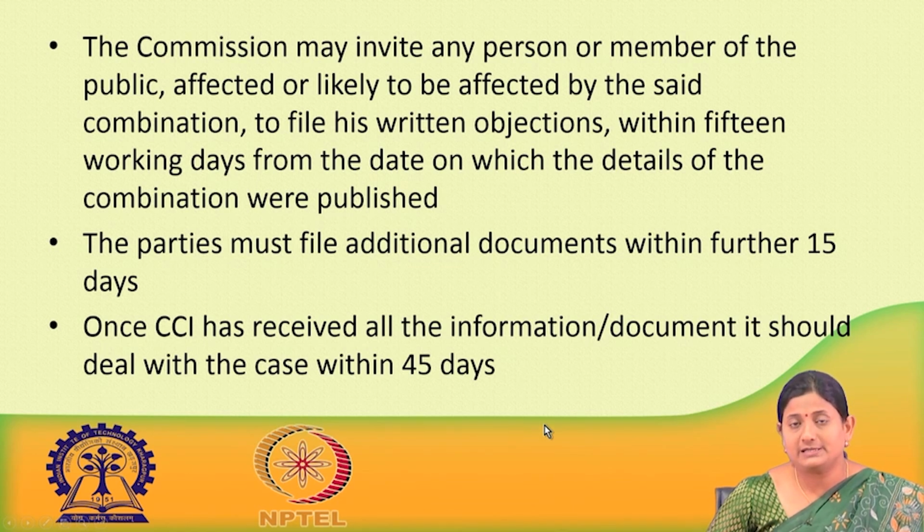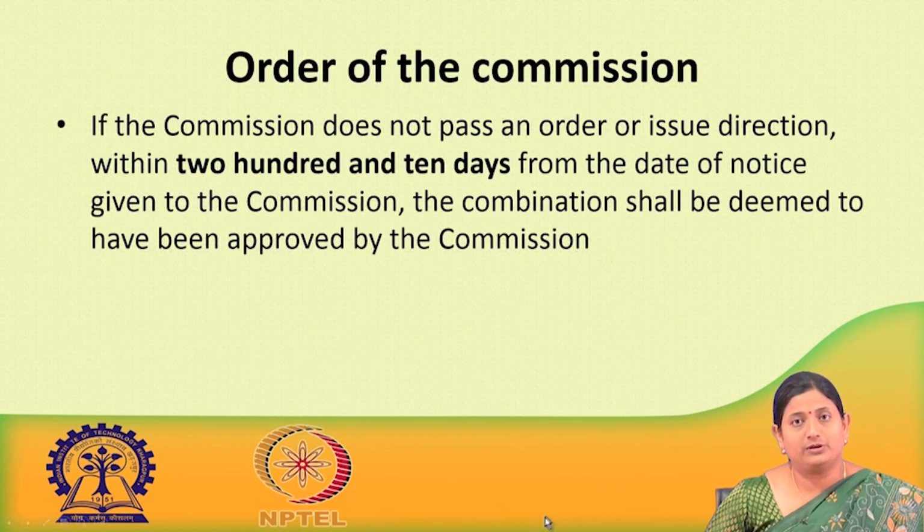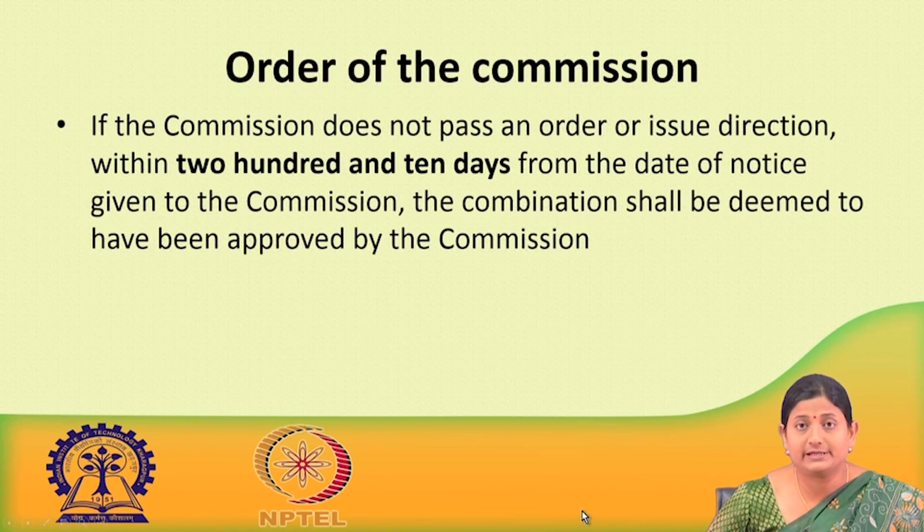So, once the parties publish the detailed combination agreement in the public domain, the CCI, if it thinks fit, may ask for third party objections, maybe from the affected parties or from the general public, and they may be given an additional 15 days to file such an objection. Once the CCI receives such objections from third parties, it should deal with the cases within 45 days. Depending on the complexity of the cases, the time period is sometimes also extended.